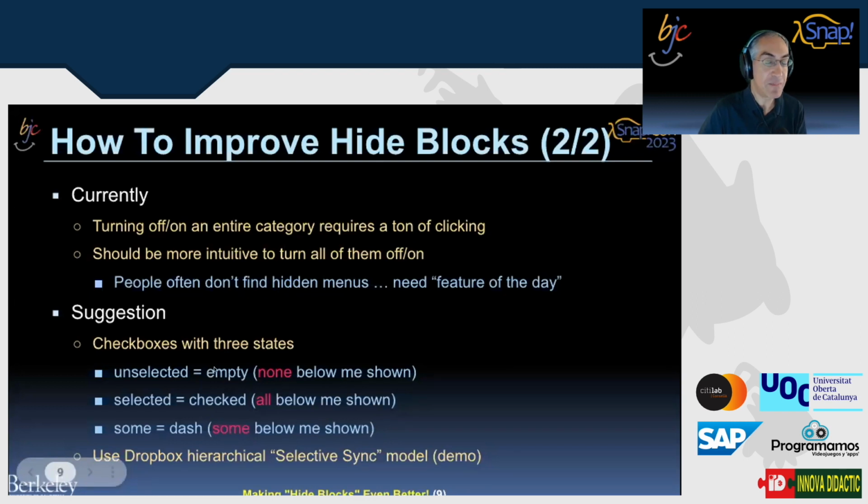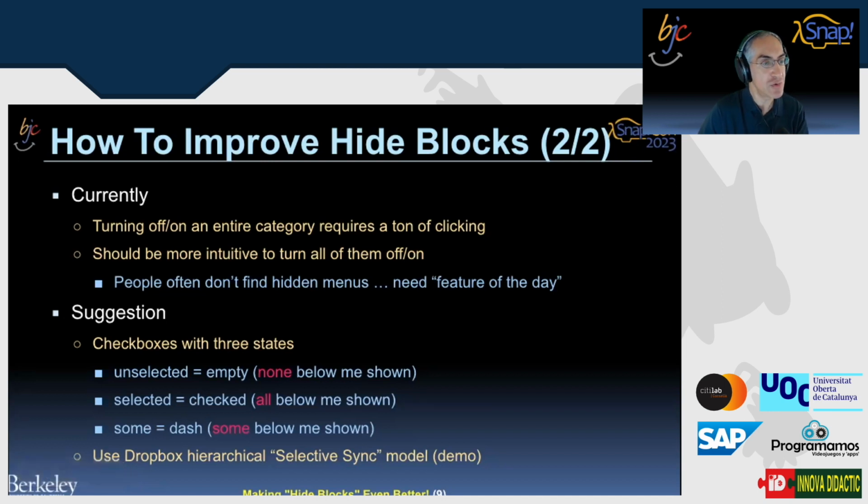Unselected, which is empty, and Mary's suggesting, I love that idea, make it red. Unselected means none below me are shown. So I propose a hierarchical way to do this. None below me are shown if it's empty. If it's checked, that means all below me are shown. And if it's some, that means the empty state in that toggle box.